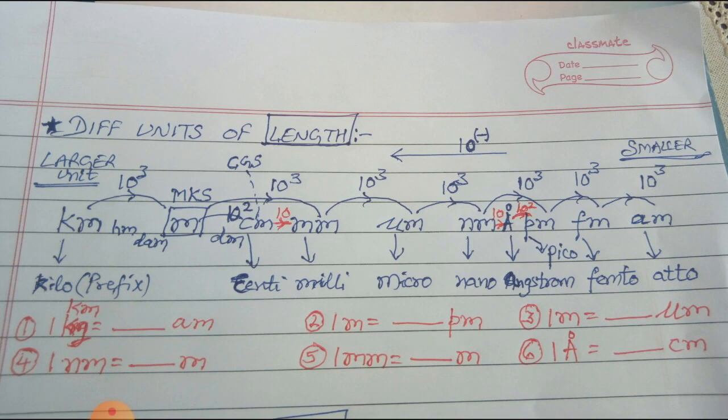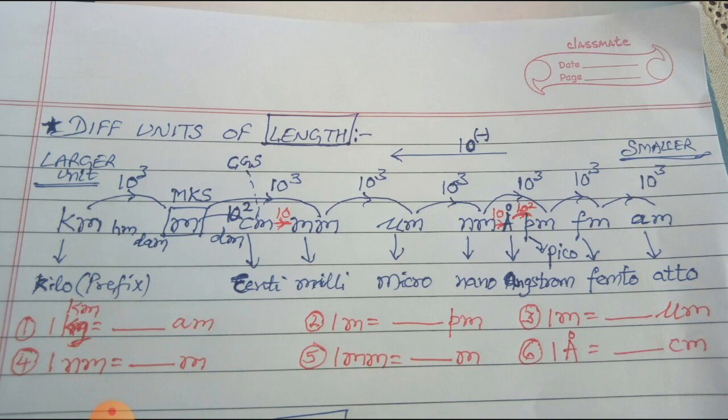Different units of length I have drawn in the form of a chart which will act as a ready reckoner from the examination point of view. Say kilometer, km, is the larger unit, and if we go towards smaller units in terms of the power 10 raised to 3, which units will come next after kilometer?